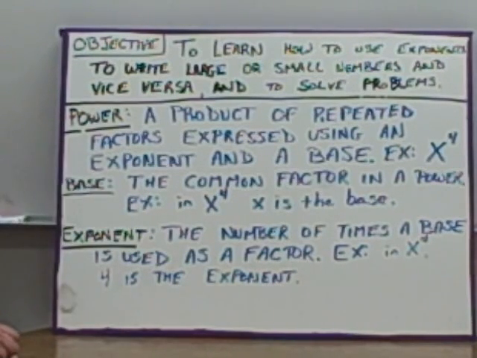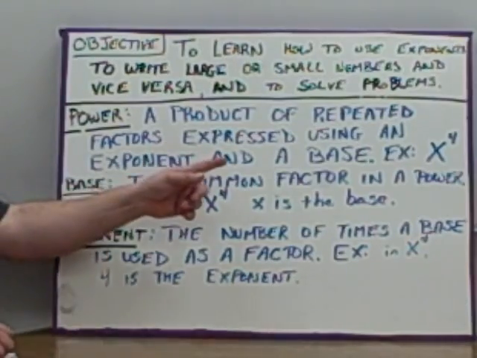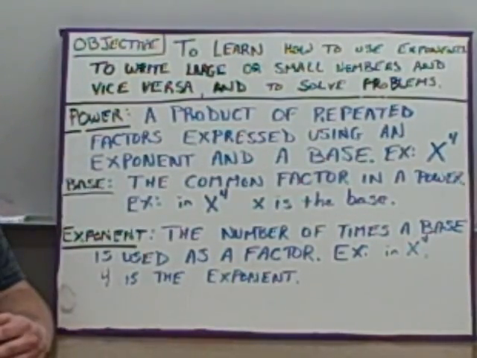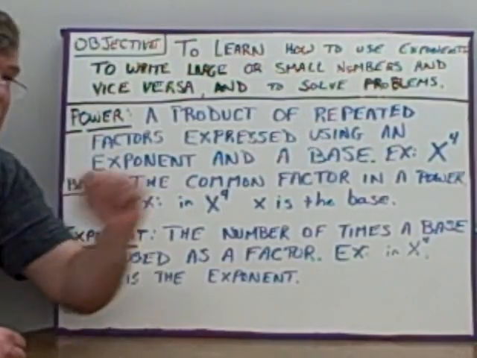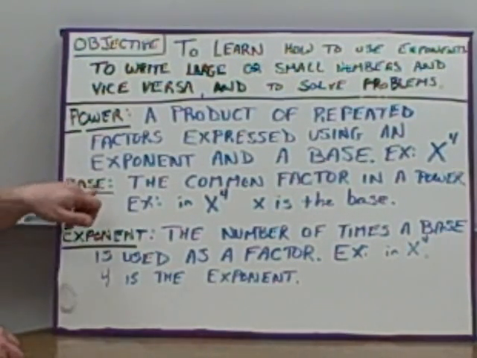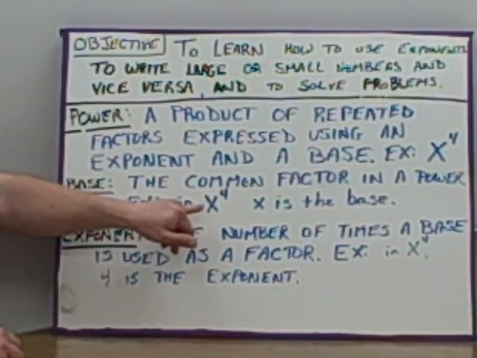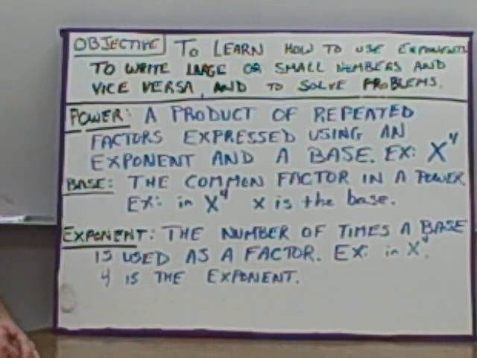Power. Power is a product of repeated factors expressed using an exponent and a base. For example, you have x to the fourth power. The base is the common factor in a power. In the example x to the fourth, x is the base.